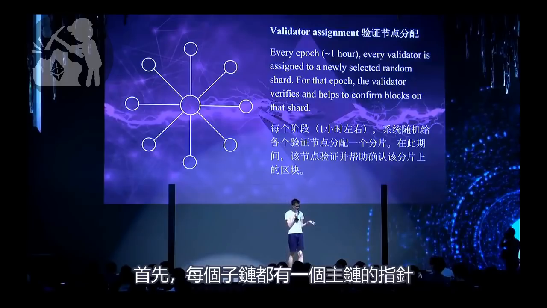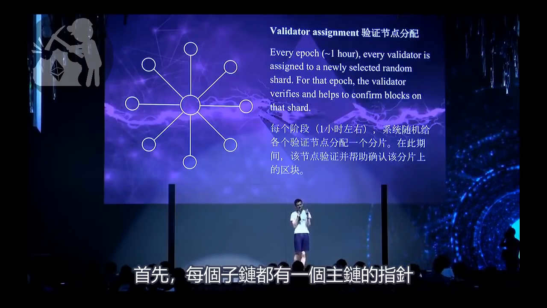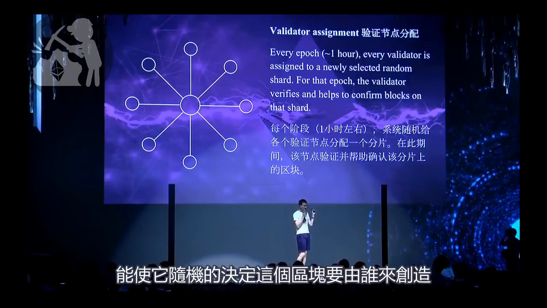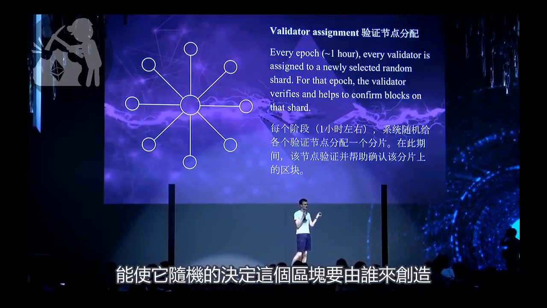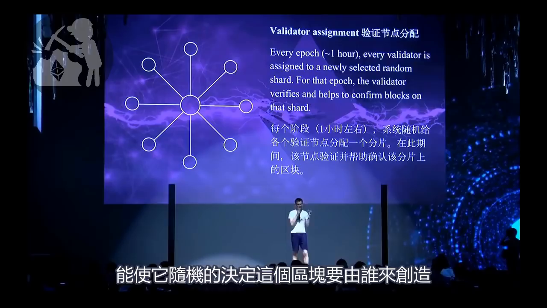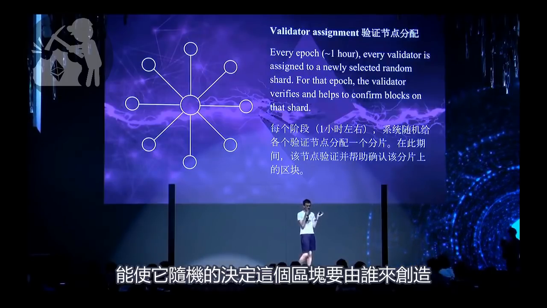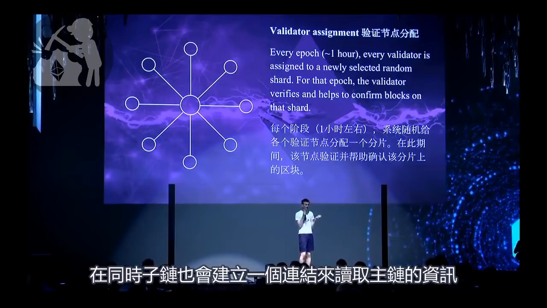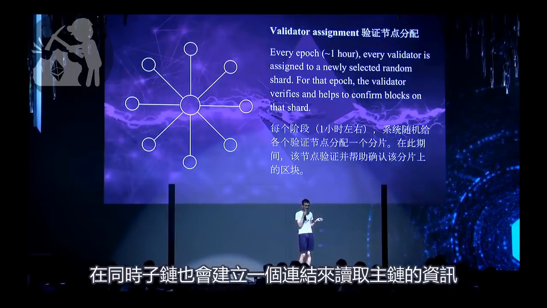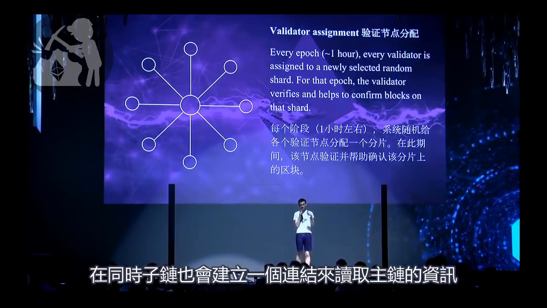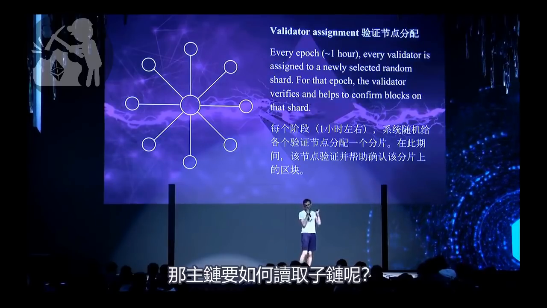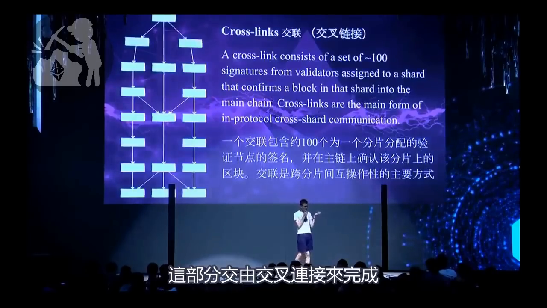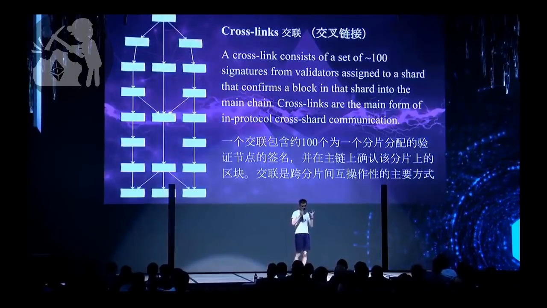So, first of all, every shard block has to have a pointer to the main chain block that is in the same period as that shard block, and that is kind of the source of the randomness that determines which validator is allowed to create it. So that basically also at the same time creates a link where the shard chain can read the main chain. Now, how can the main chain read the shard chains? Well, this is done with crosslinks.